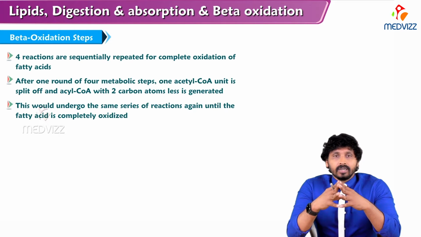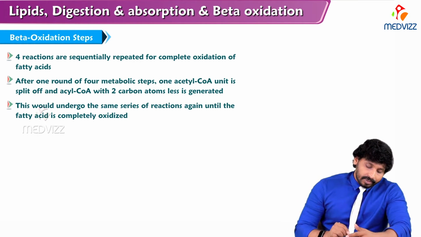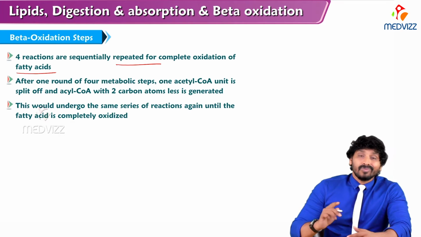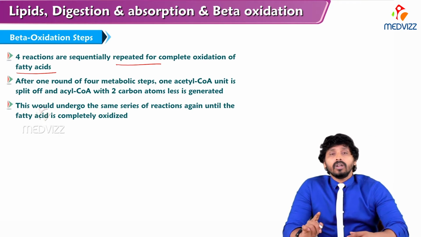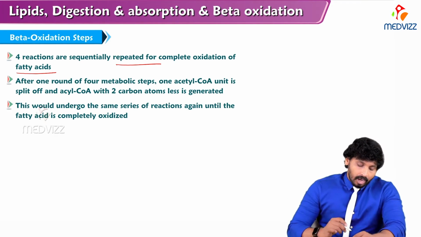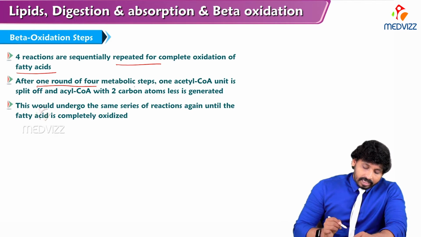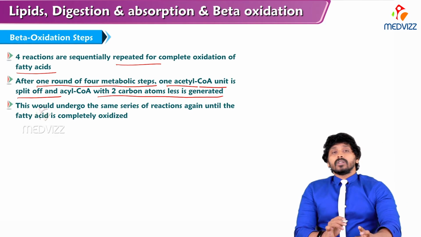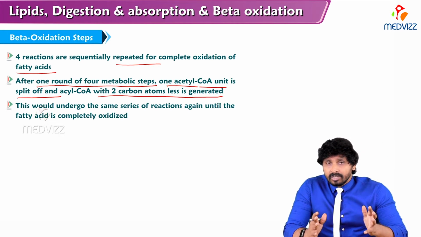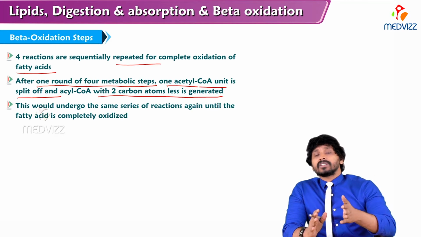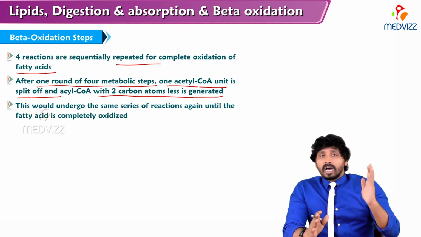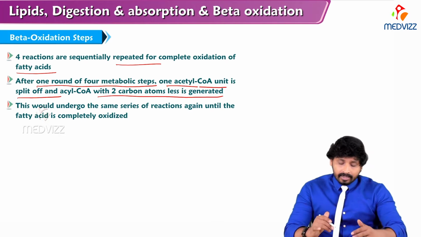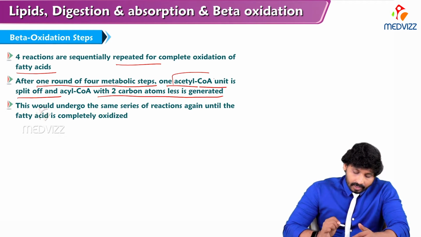will be taking place here. So 4 reactions are sequentially repeated for complete oxidation of fatty acids. This is called beta oxidation proper. After one round of 4 metabolic steps, one acetyl-CoA unit is split off and acyl-CoA with 2 carbon atoms less is generated. So that's what we discussed. Beta oxidation proper means sequential removal of 2 carbons, and the removed carbons will be liberated as acetyl-CoA.